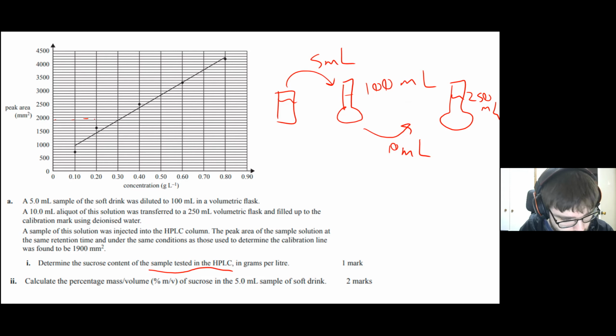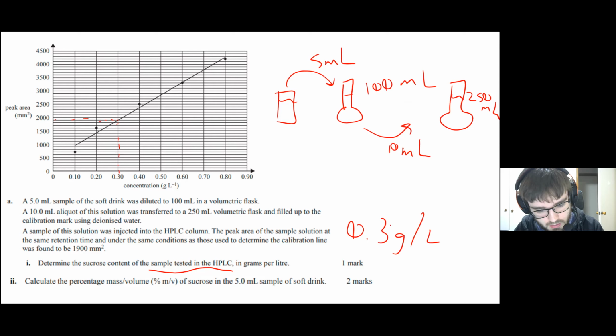I'm going to draw a line across here. Often they like to put them at the junction between two lines just so it's a bit easier to read, which is very nice of them. So 0.3 grams per liter, and we'll go across and say, that was a nice easy mark. There you go. Calculate the percentage mass per volume of sucrose in the 5 ml sample of soft drink. So 0.3 grams per liter was the original one here.